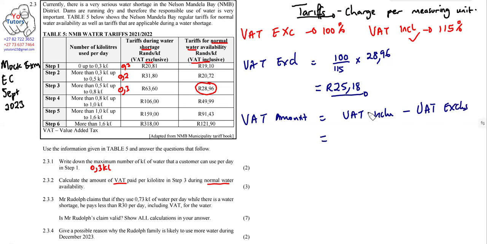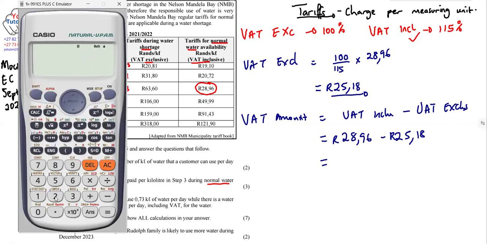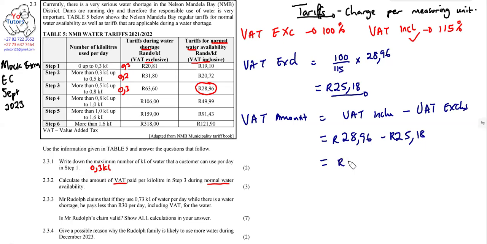So in this case here, it's VAT inclusive is 28 rand, 96 minus 25 rand, 18. Then what we get? We get 3.78. So the VAT here that was calculated, that was paid here, is 3 rand 78 cents. So that's how we get that.